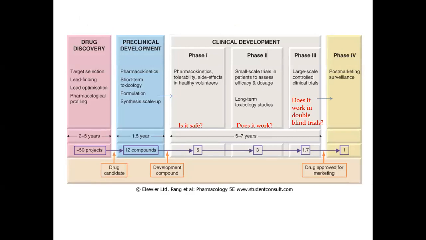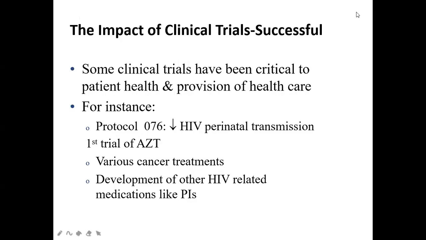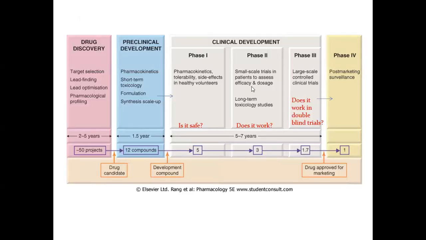Okay, now this is again a nutshell. This is also a nutshell flow diagram where you can see the drug discovery. First aspect, the drug discovery occurs from 2 to 5 years. There are some 50 projects here. The preclinical development occurs where you study the pharmacokinetics, short-term toxicology, formulation, synthesis, and scaling up. So here, this is called preclinical development.